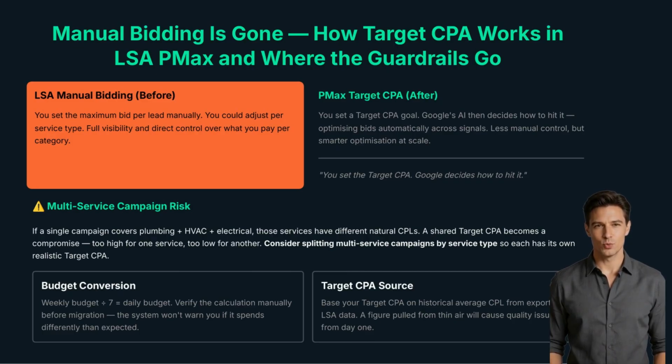Budget. Your weekly budget converts to a daily budget. The math is weekly budget divided by 7. But you should also add a buffer for the first 2 weeks after migration, when performance may be less predictable. Verify this calculation explicitly before your migration date, because an inadvertent budget change in the first week creates noise that makes it harder to assess whether the migration itself is performing correctly.